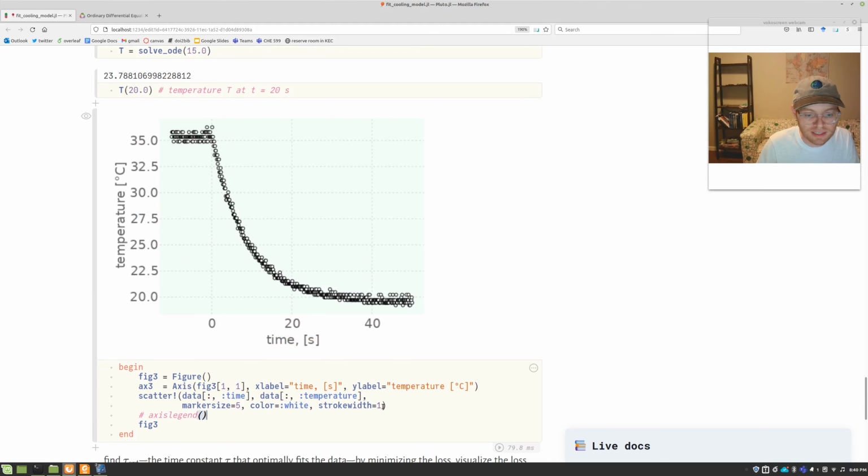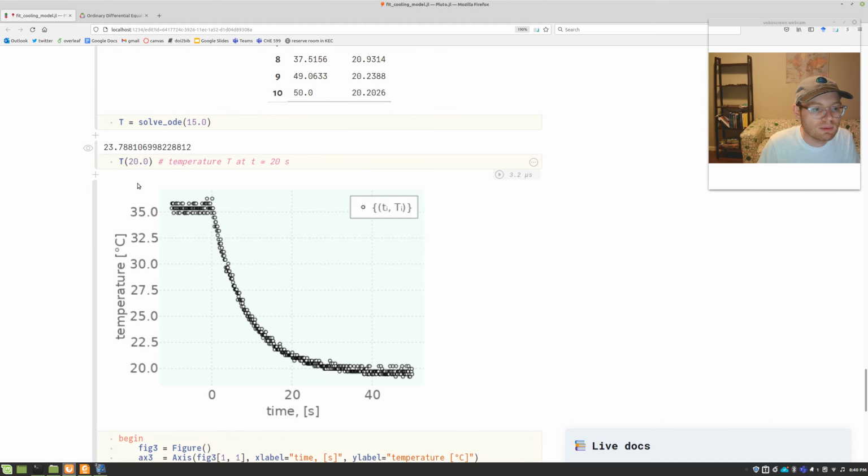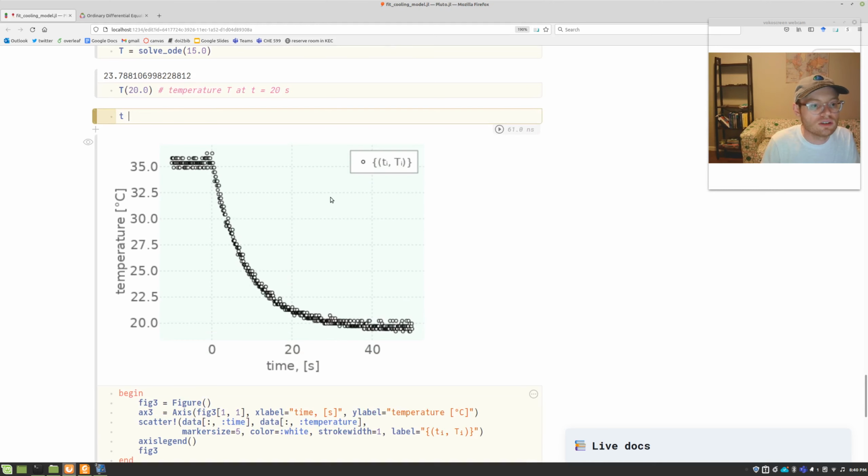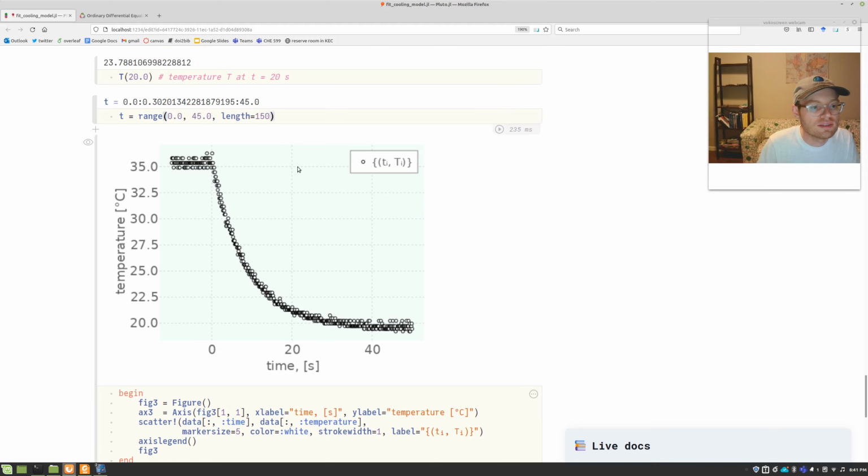So we're going to give this a label, because later this is going to give it a legend. So this is your data, so I'll put TI. All right, so now there's going to be a label there. And what I'd like to do is make an array of times. So let's make T be a range from 0 up to about 45. And let's do 150 points there. This will make a nice range.